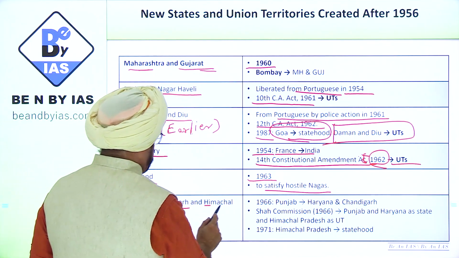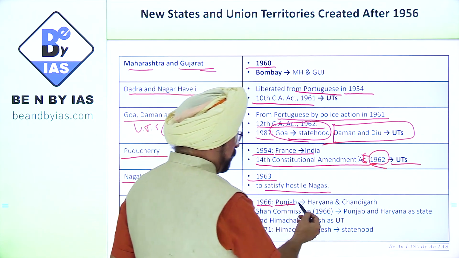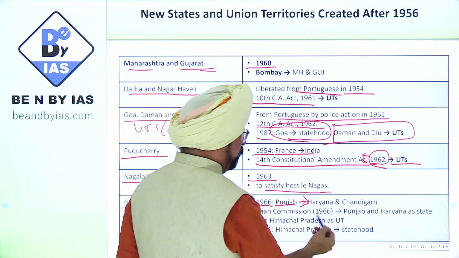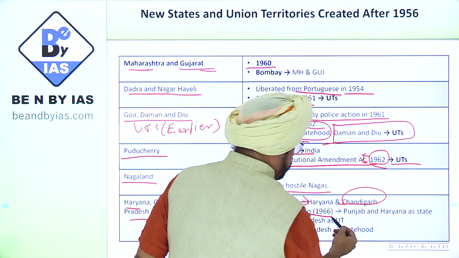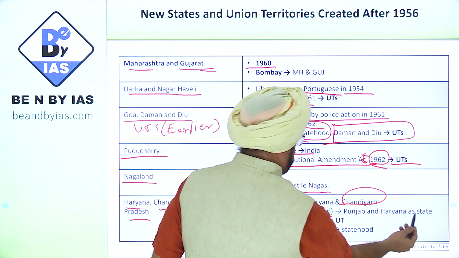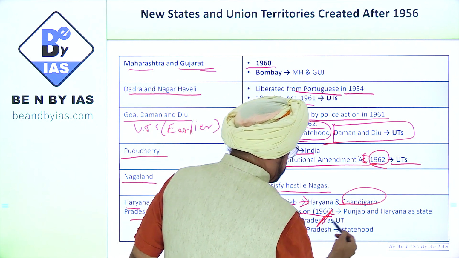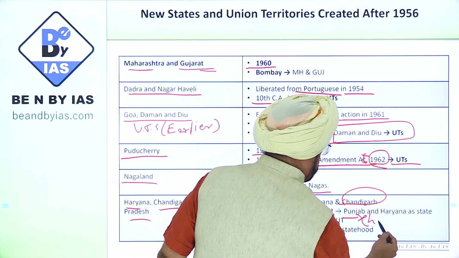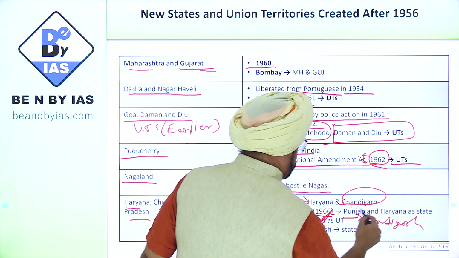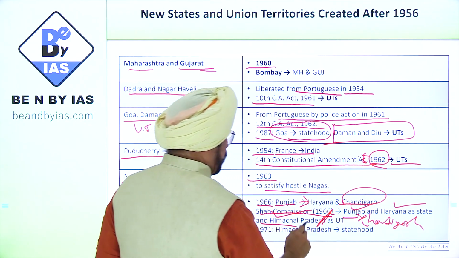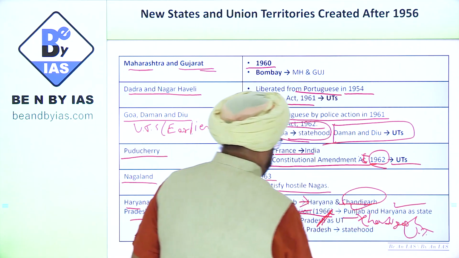Haryana, Chandigarh and Himachal Pradesh. In 1966, Punjab was divided into Haryana. Chandigarh was made a UT. So Shah Commission gave this recommendation: Punjab and Haryana as states, and Himachal Pradesh as a state, and Chandigarh as a union territory. So these three states were created in 1966, and Chandigarh was created as a UT.